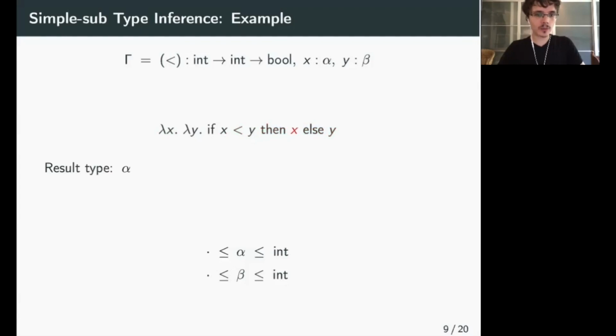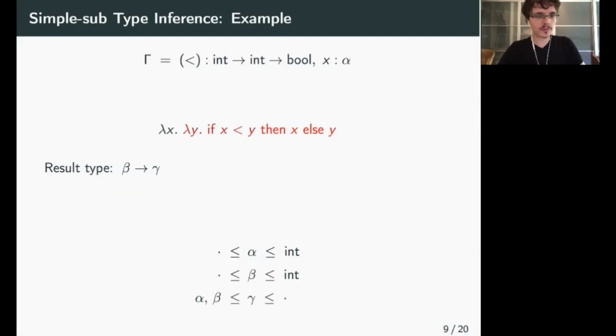And then we look at the branches. The first branch has type alpha, second branch has type beta, but this time we introduce a new type variable gamma to represent the union of the two branches. We constrain this type variable to be a supertype of the types of both branches, alpha and beta. The resulting type of the inner lambda is beta to gamma, and the final resulting type is alpha to beta to gamma, together with the inferred constraints.